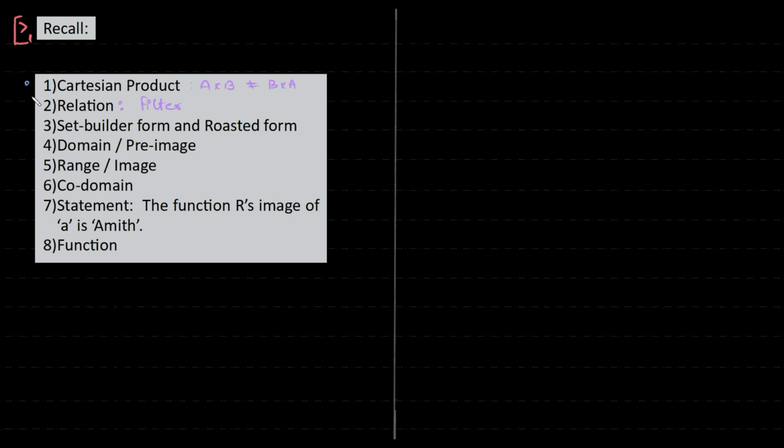Filtering the ordered pairs of a Cartesian product, right? Selecting a few elements, or sometimes of course we select all the elements, sometimes we don't select any element, and sometimes a few elements. Now we can define the relation in two ways. One is set builder form, another is roster form.